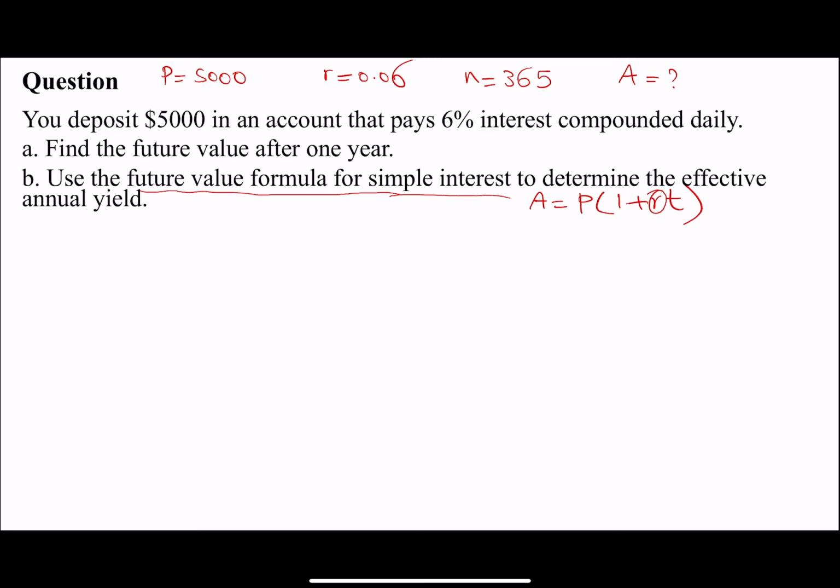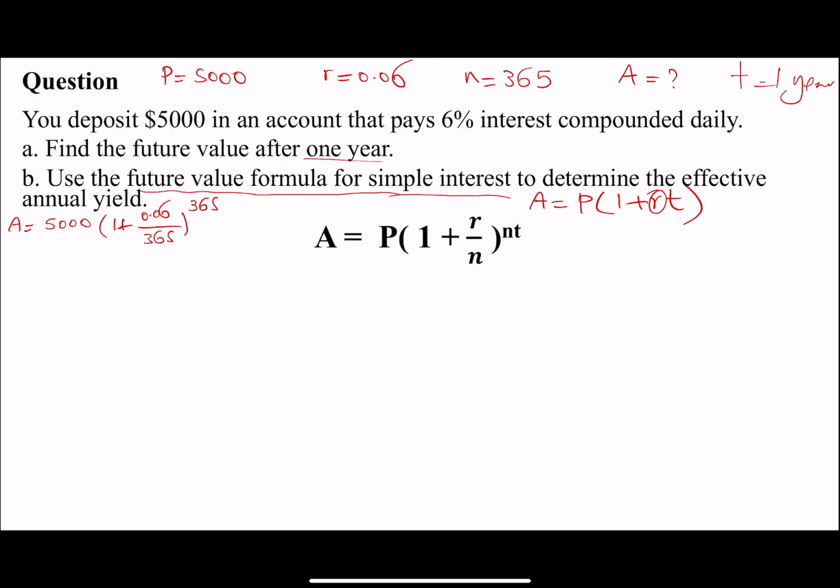First of all, I find the future value. Here's the equation for compounded n times a year. Future value is equal to principal 5,000 times 1 plus R, which is 0.06 over n, which is 365, or you can go with 360 to simplify, to the power of n times t, which is 365 times 1 year. This is after 1 year.